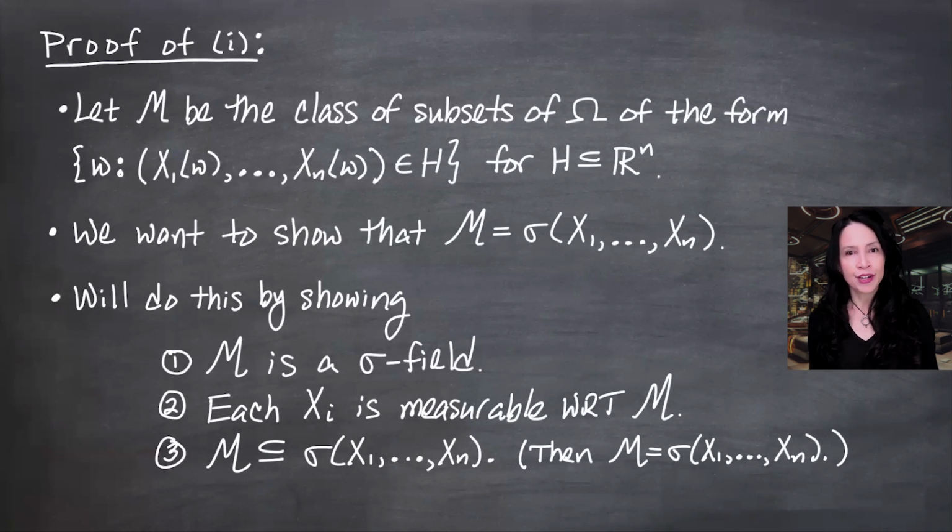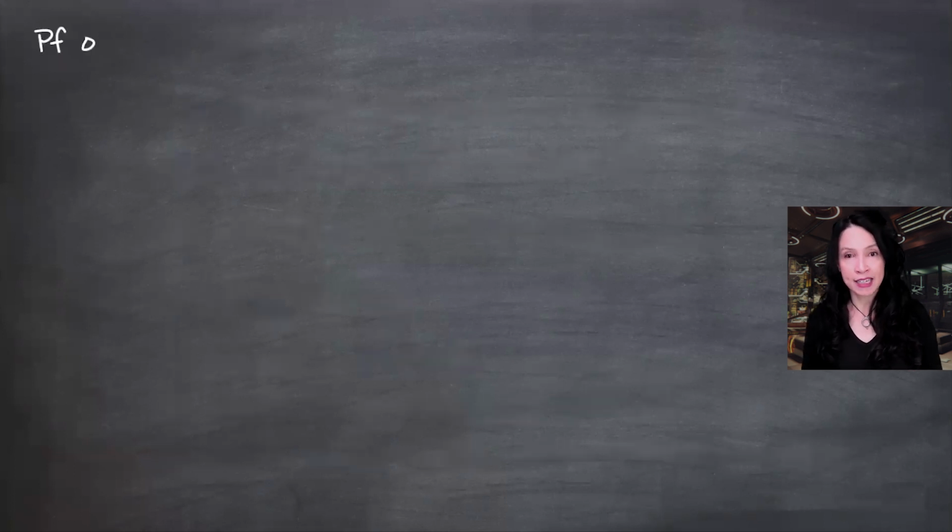Okay, so let's prove number 1, that curly M is a sigma field. This is very straightforward. I didn't say easy. It might be easy for you, it might not, depending on where you are in your studies, but definitely it's straightforward in that we have some things to check off, some boxes to check.